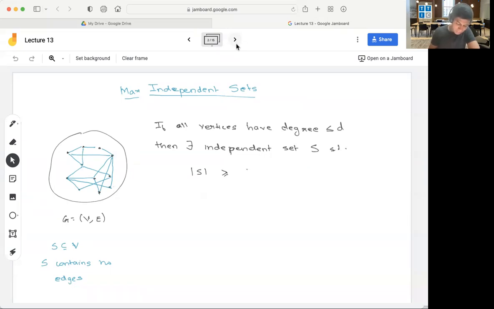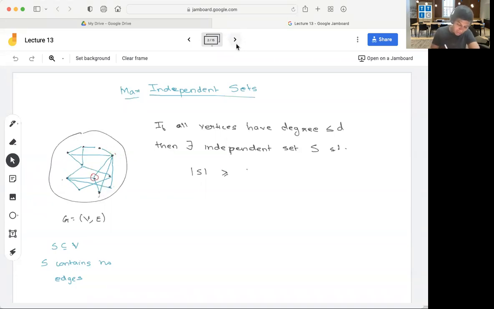And just as an example, we're given a graph. We can try to see if we can find an independent set. I'm not sure if this is the maximum independent set, but we can try to find something. So let's say we select this vertex. Then because we want no edges to be contained, we can't select these vertices. These are not allowed.